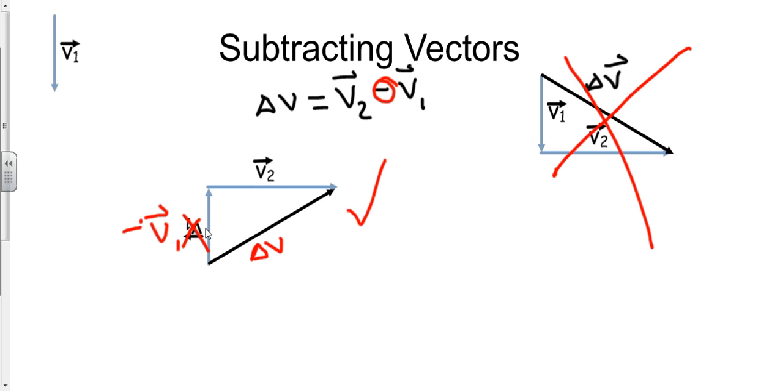So what did I do? I simply flipped v1 and then added, which is the same as subtracting.